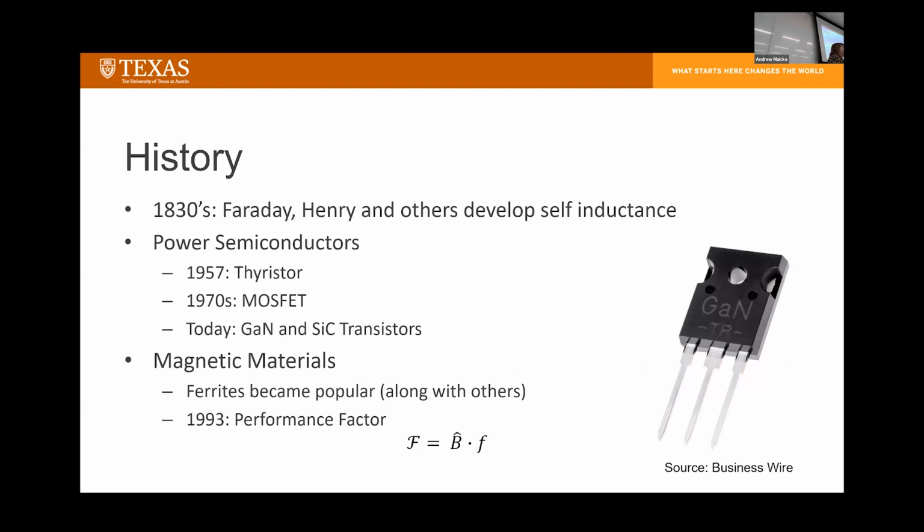And then on the magnetic materials side, they also developed with the increase in switching frequency, basically to be better at operating at higher frequencies. One example that I'm giving is ferrites, because those are commonly used in high frequency, discrete magnetic components, not integrated. And then in 1993, the performance factor was defined, which is just a really important figure of merit for magnetic materials for power applications. And it basically just gives you the power processing capability of the material at a given frequency.